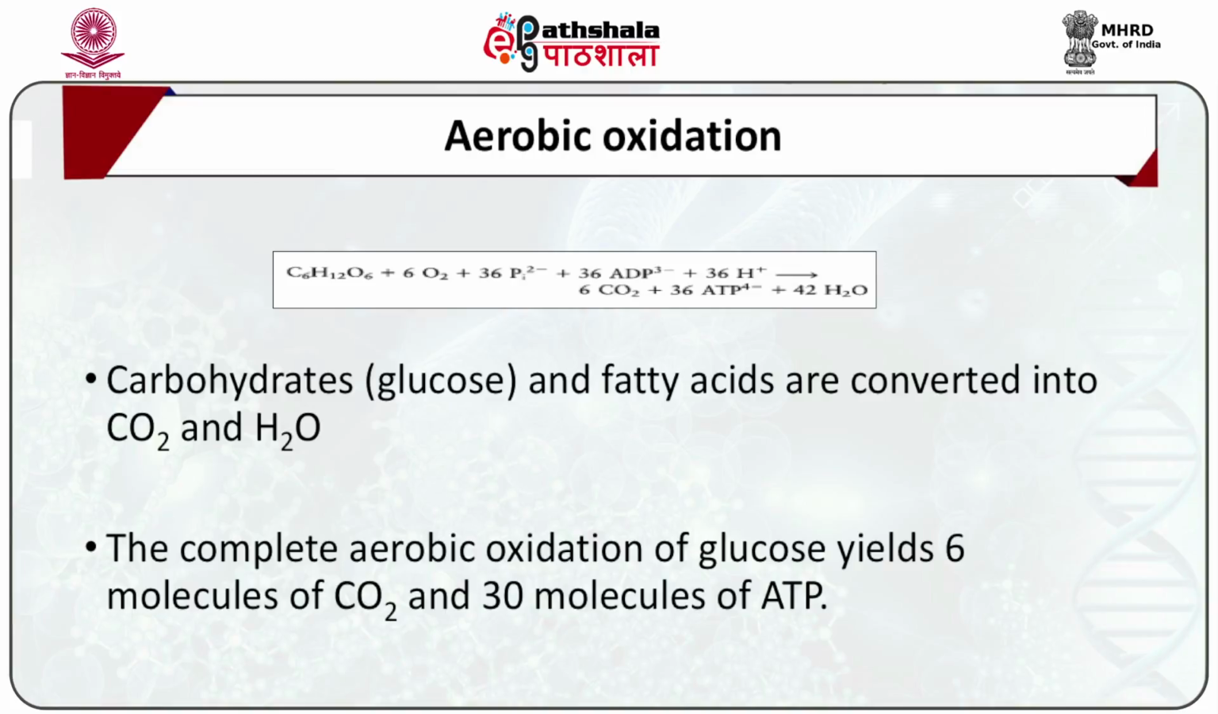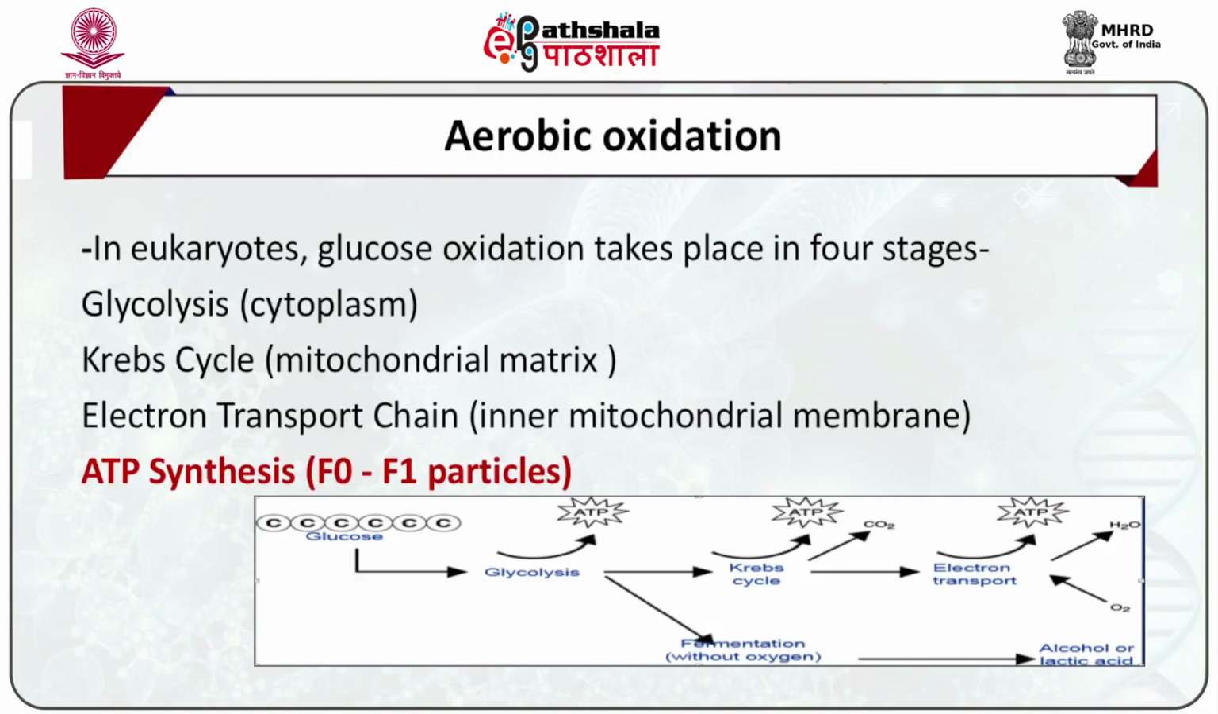The overall reaction is C6H12O6 combines with 6 molecules of oxygen, 36 inorganic phosphate, 36 ADP, 36 hydrogen, which gives rise to 6 CO2, 36 ATP and 42 water molecules. In eukaryotes, glucose oxidation takes place in 4 stages.